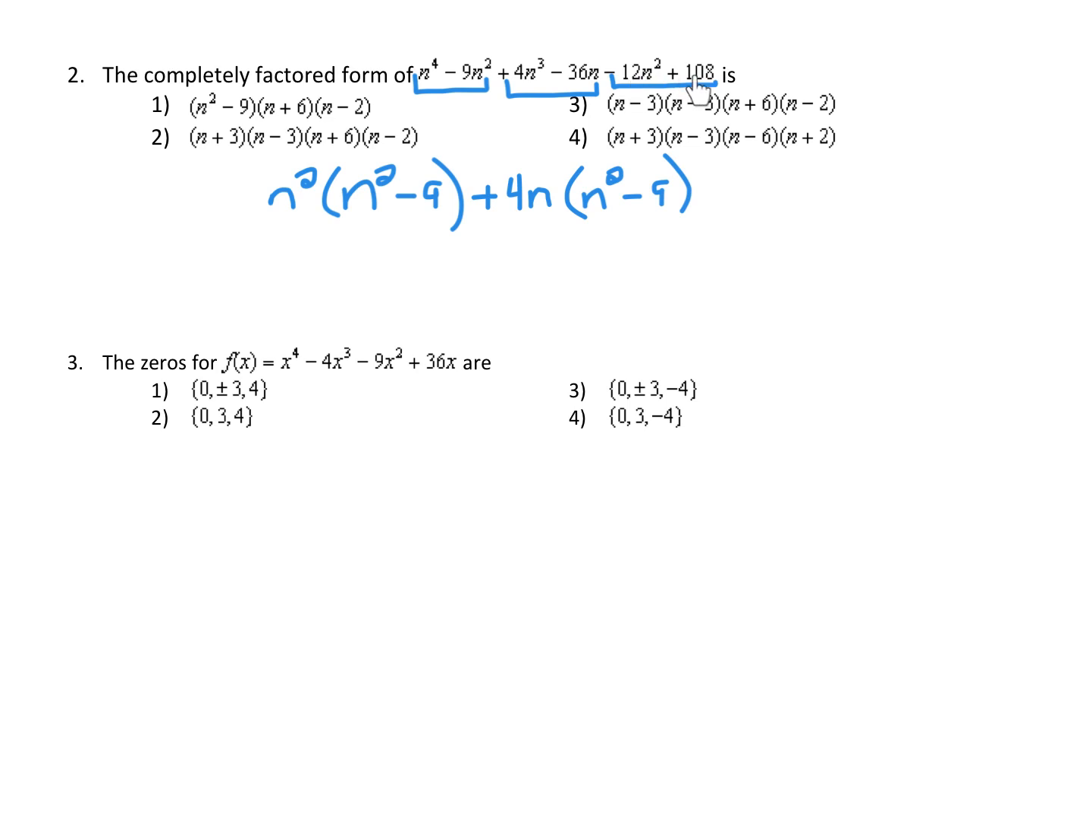Okay, and then out of these two terms, I'm going to not pull out a 12, but a negative 12. See how that's starting with a negative? Let's pull out a negative 12. And then when I do, that'll leave me with n squared. And then positive 108 divided by negative 12 is negative 9. So again, we'll have n squared minus 9.